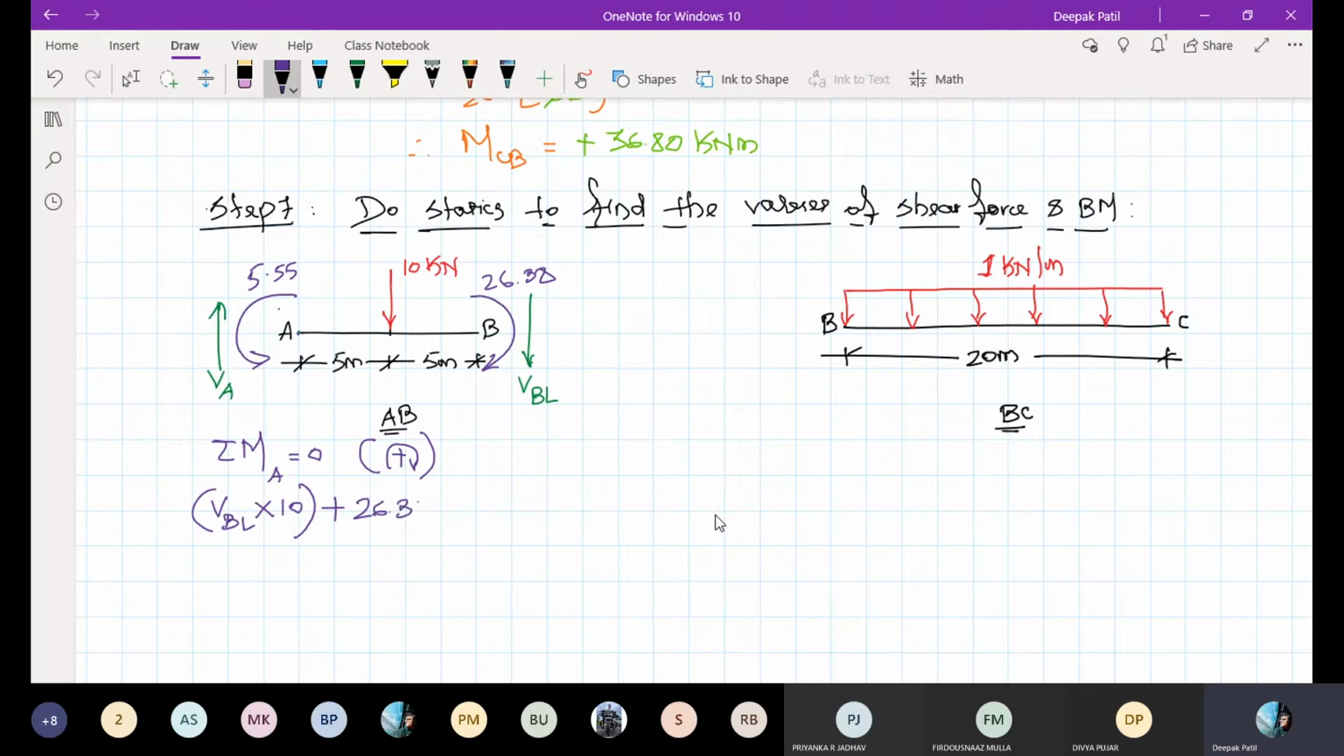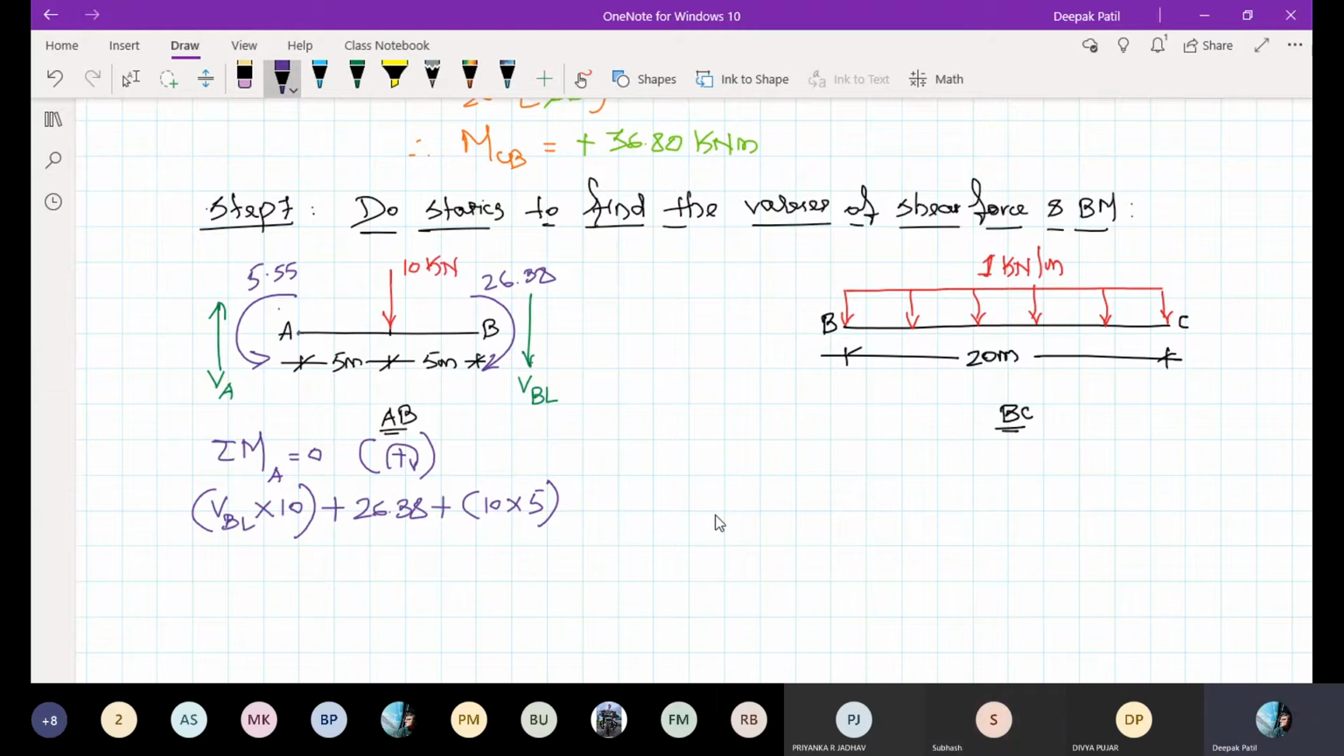It is a moment. Now don't multiply 26.38 into 10. Please don't do that. It is already a moment. What about 10? Whether it will cause clockwise or anti-clockwise at A? Clockwise. Yes, so plus 10 into 5. And what about VA? VA at A will cause what? Minus 5.5.